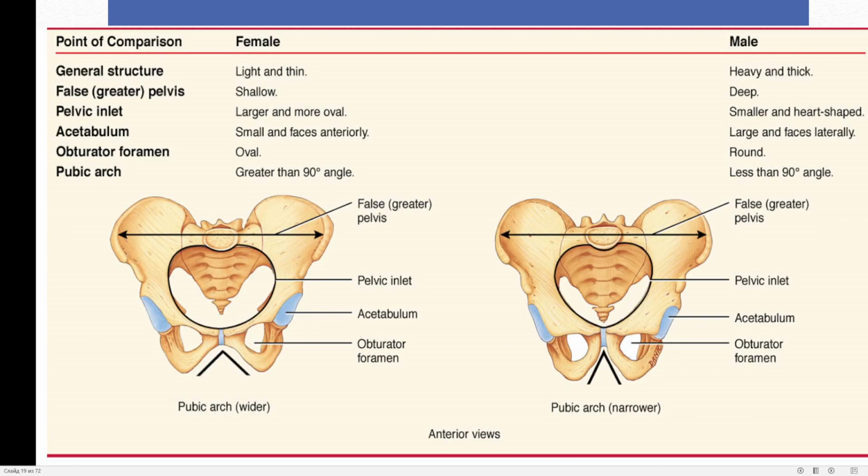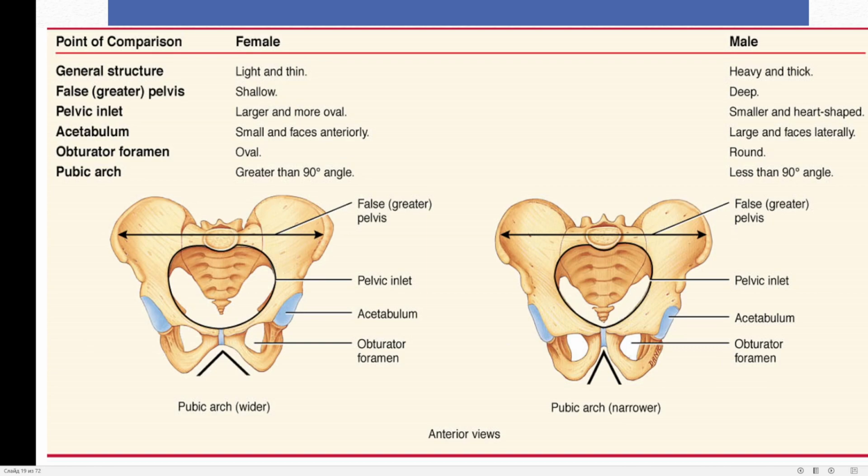Continue. What differences are there between female and male pelvises? In this picture you see the general structure. Female pelvis is light and thin, male is heavy and thick. False pelvis in female pelvis is shallow, in male pelvis deep. Pelvic inlet is larger and more oval in female pelvis, and smaller and heart-shaped in male pelvis. Acetabulum is small and faces anteriorly in female pelvis, in male it is large and faces laterally.